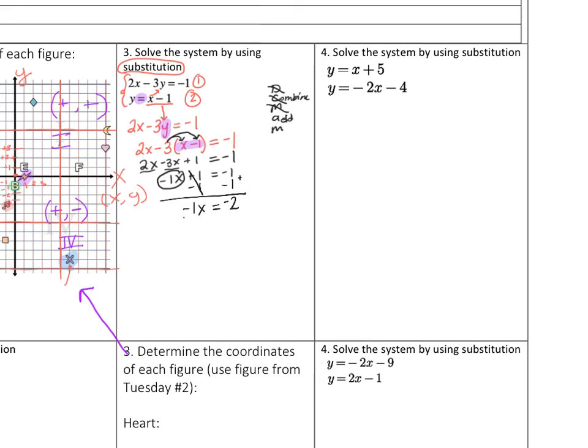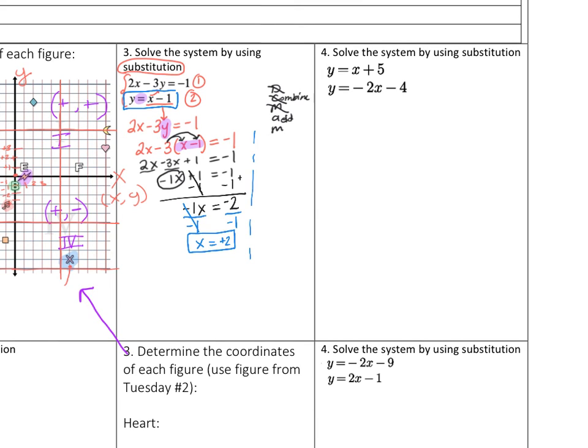I want to get rid of that negative 1. It's being multiplied, so the inverse operation is division. So I divide both sides by negative 1, and I'm left with x is equal to negative 2 divided by negative 1, which is actually positive 2. So x is equal to 2. Perfect. Now I can use x is equal to 2 to find what y is. I'm going to use the second equation because it's the simpler one.